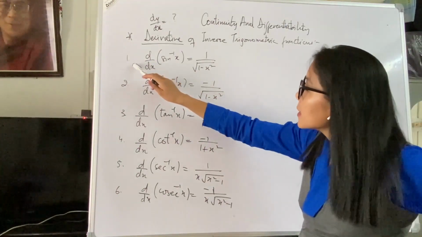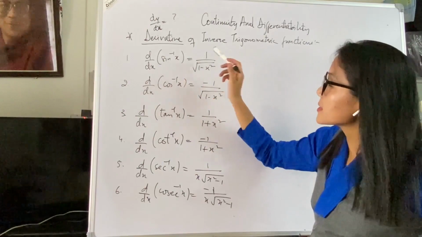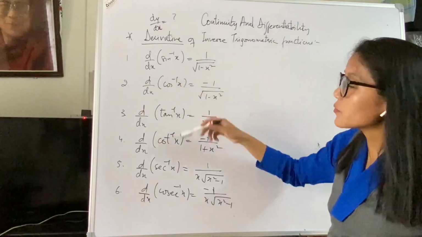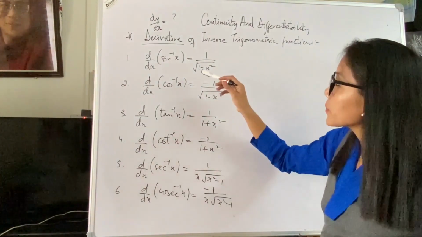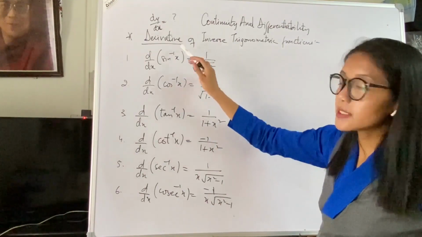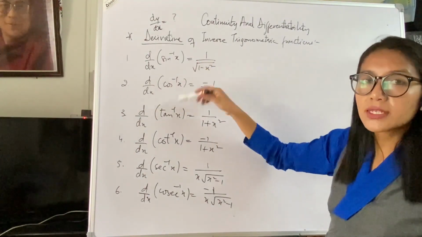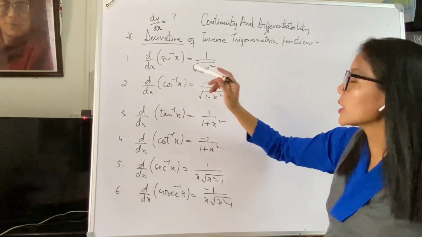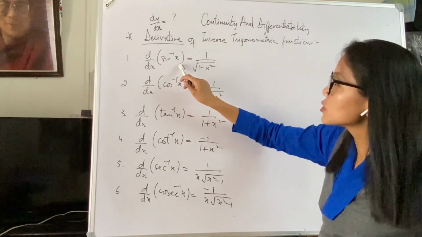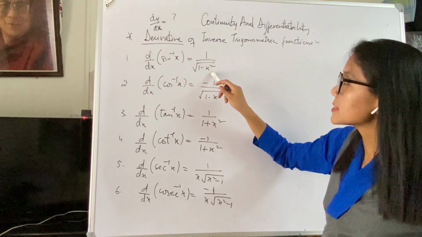which is, derivative of sine inverse x is 1 upon square root of... Now these are the formulas you have to remember, right? So the derivation is quite simple. I did it for the first one, so for the other 5 also it's the same. Derivative of sine inverse of x is 1 upon square root of 1 minus x square.